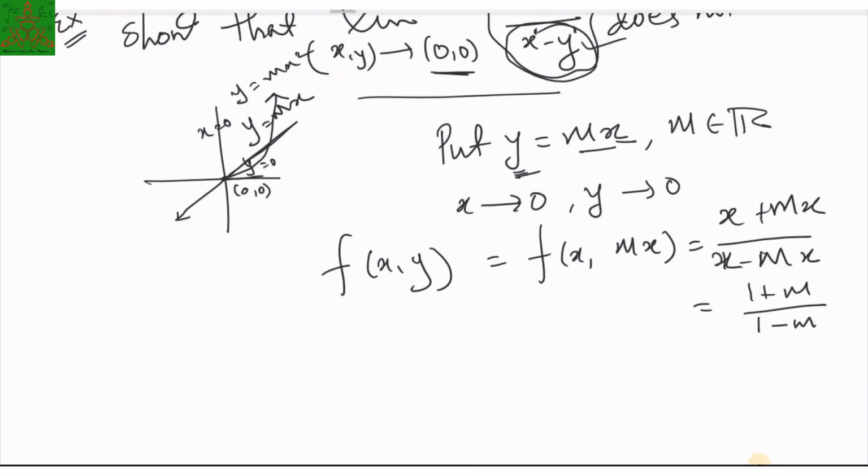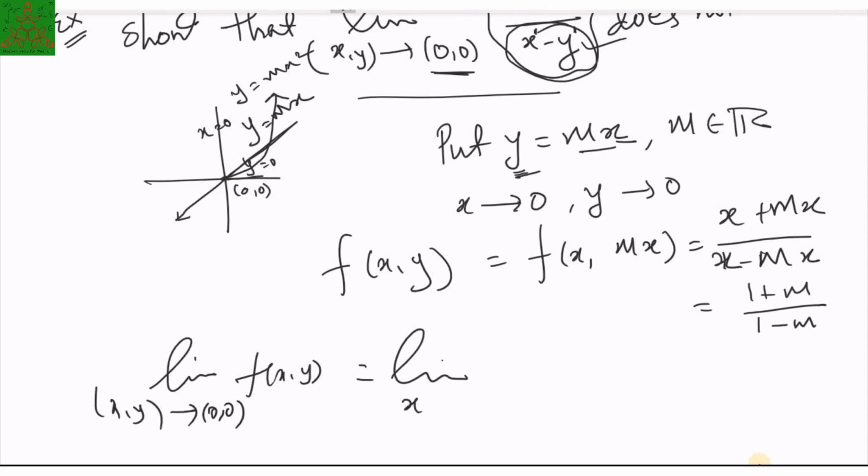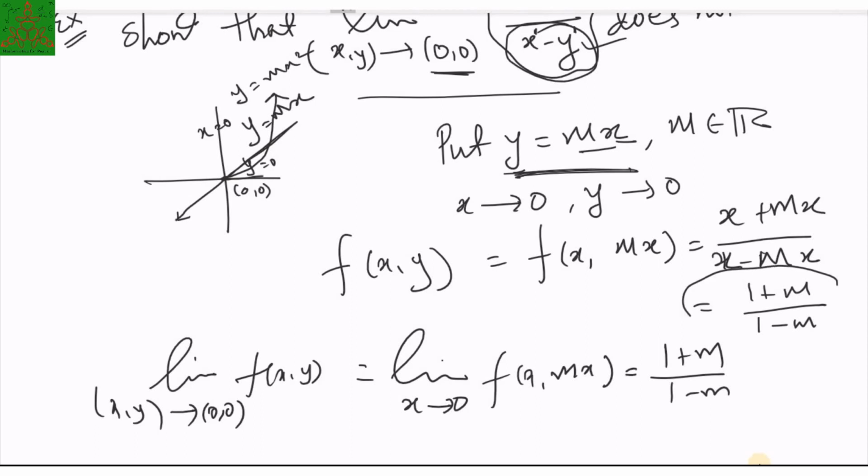If you take the limit now, limit of f(x, y) as (x, y) tends to (0, 0), this will be nothing but, if I replace y equal to mx, then x tends to 0, and y is mx, and that will give you the answer (1 plus m) upon (1 minus m), because there is no x here, so it is independent of x.